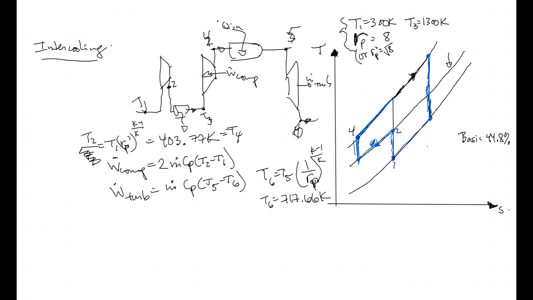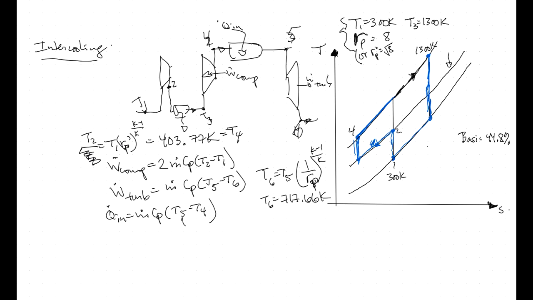Because our T5 is the same. T5 is our maximum temperature. This is 1300 Kelvin, and this is always 300 Kelvin. Okay, and then Q dot in is equal to M dot CP times T5 minus T4. And now we have everything.